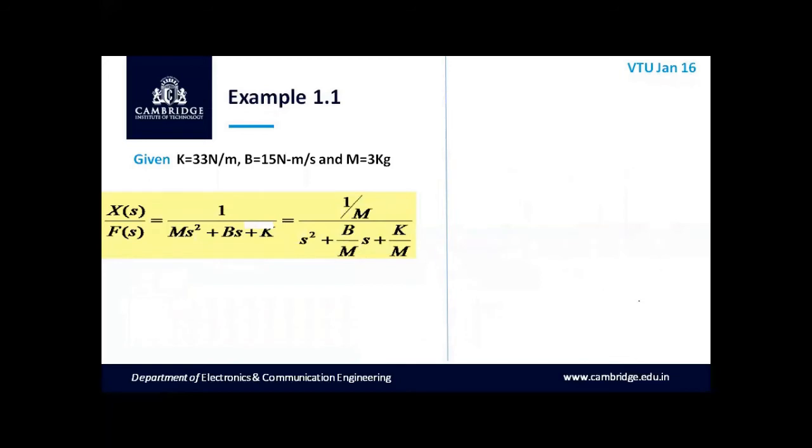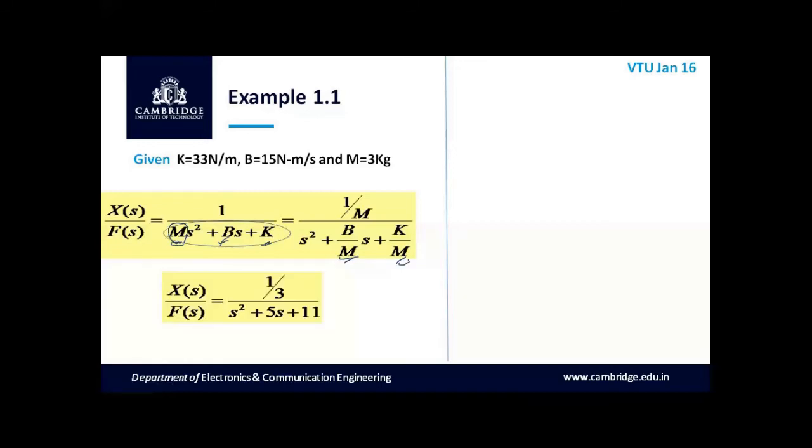So we have obtained the ratio x of s by f of s is equal to 1 by m s square plus b s plus k after simplification. I have told you already that the denominator should be in terms of the standard characteristic equation s square plus bs plus c, in which the coefficient of s square should be equal to 1. Suppose you have some coefficient for s square, we have to take that coefficient as common outside and then further simplify. So I have taken m as common outside and further simplified it as 1 by m, the whole divided by s square plus b by m s plus k by m.